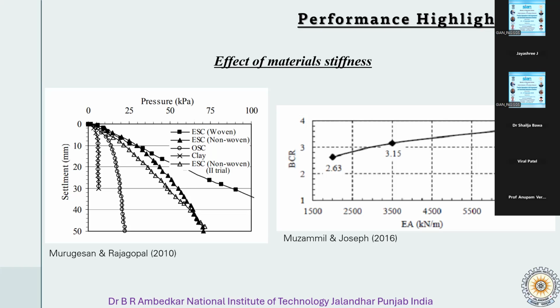So as the EA increases, the BCR improves steadily, going from 2.63 to 3.68. This means that stiffer encasing materials, they allow the stone column to support a higher load with less settlement. So again, the key takeaway is stiffer encasement, better confinement, it gives higher bearing capacity and lower settlement. So choosing the right encasing material, it can significantly improve the overall ground performance.